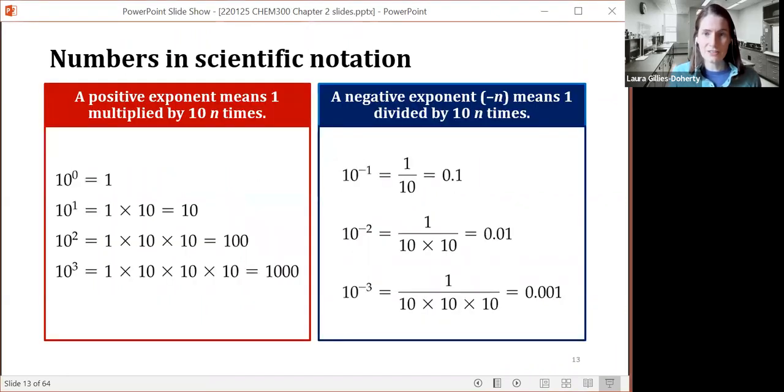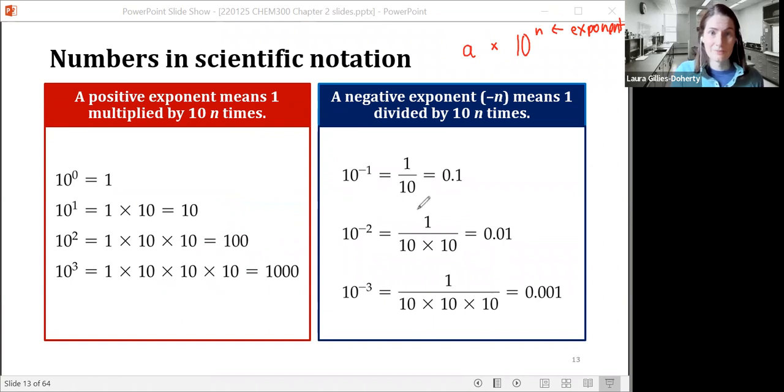So if we have a positive exponent in our scientific notation, let's write our general formula here. You have your coefficient a times 10 to the n. So this is your exponent. If the exponent is positive, it's 10 multiplied that number of times. If our n is 0, that's just the number 1.